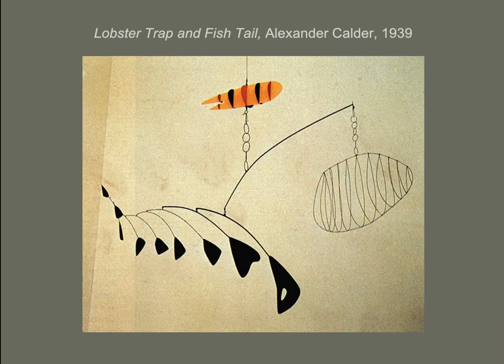Then we have artists who actually deal with real motion, physical, kinetic motion in their works. This is Lobster Trap and Fishtail by Alexander Calder from 1939. He developed mobiles, which nowadays you can see over baby cribs and such, but he was actually the one that made them really popular in the art world. And mobiles employ actual kinetic motion. So if you were to see this in person, it would be spinning slowly through the air and changing as time passed. So really employing both movement and time in his work.